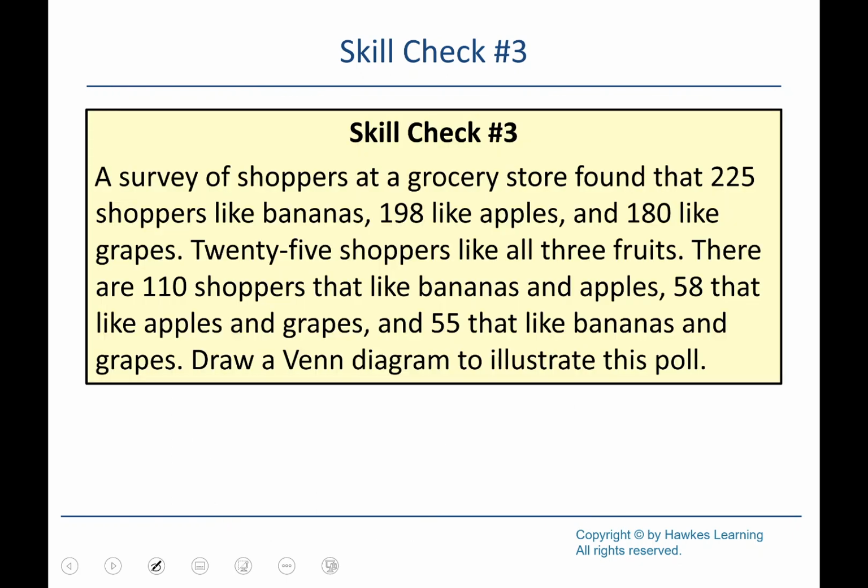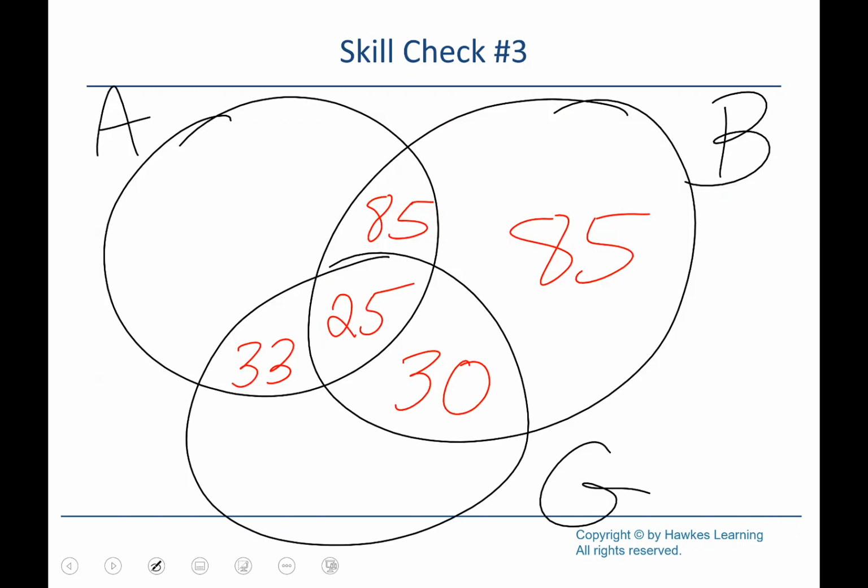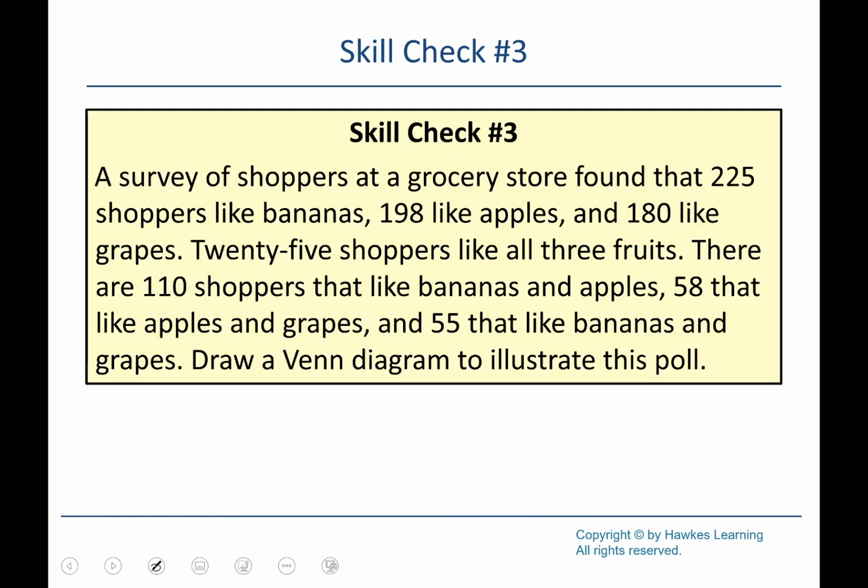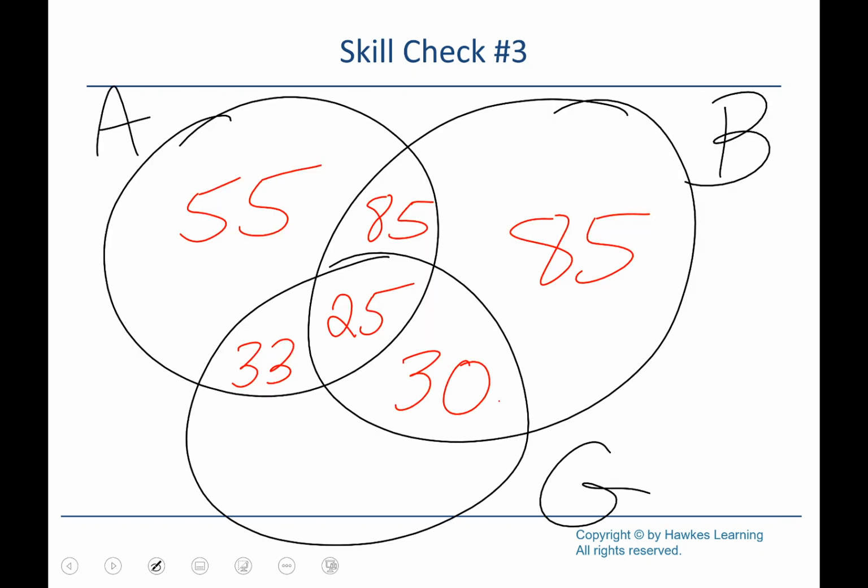Okay. It says 198 like apples. So to get the apple circle, we'll do 198 minus 85 minus 25 minus 33. So just the other pieces of the apple circle. That's 55. And then last one. Let's see, 180 like grapes, it says. So we'll do 180 minus 33 minus 25 minus 30. Leaves us with 92. Well, that was ugly too. Okay, 92.